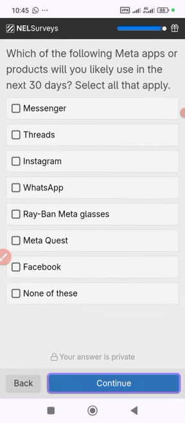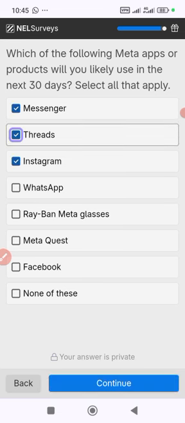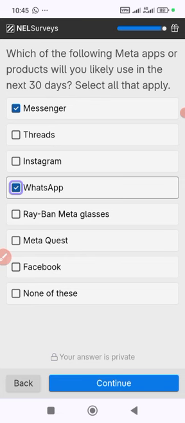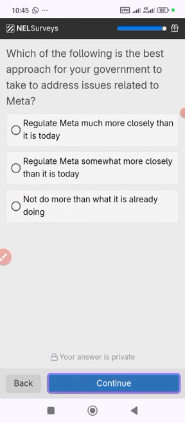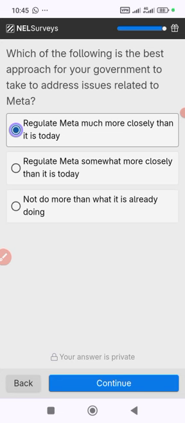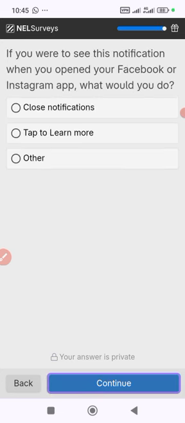Quite likely. Okay, which of the following Meta apps or products would you likely use in the next 30 days? I'll just choose all. No Threads, no Instagram. I'll just go with Messenger, WhatsApp, Meta Glass. I'll just go with this. Most likely use. Regulate Meta much more closely than today.